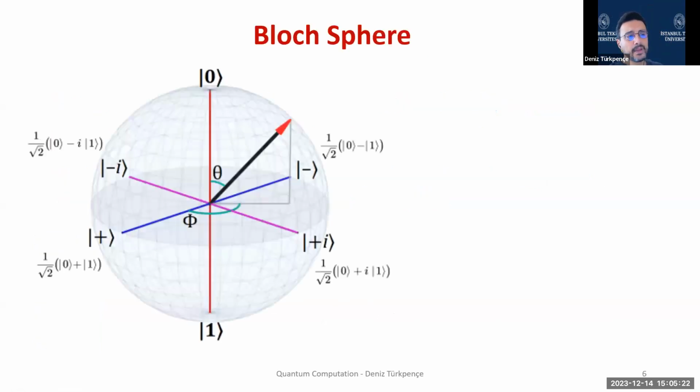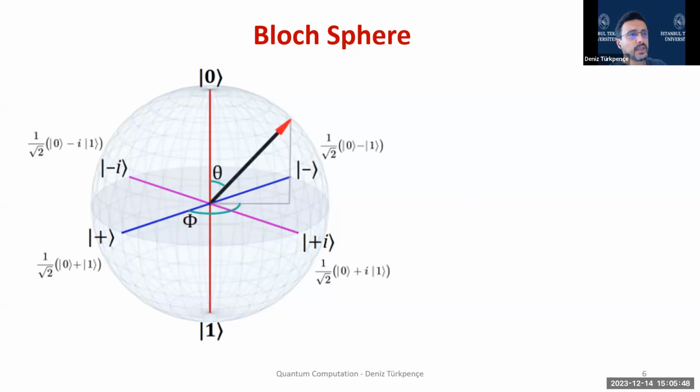And we keep that in mind, and we directly jump into the visual representation of a qubit state. So we can visualize a qubit state in terms of a sphere geometry, which we call a Bloch sphere. So this is a Bloch sphere representation of a qubit.